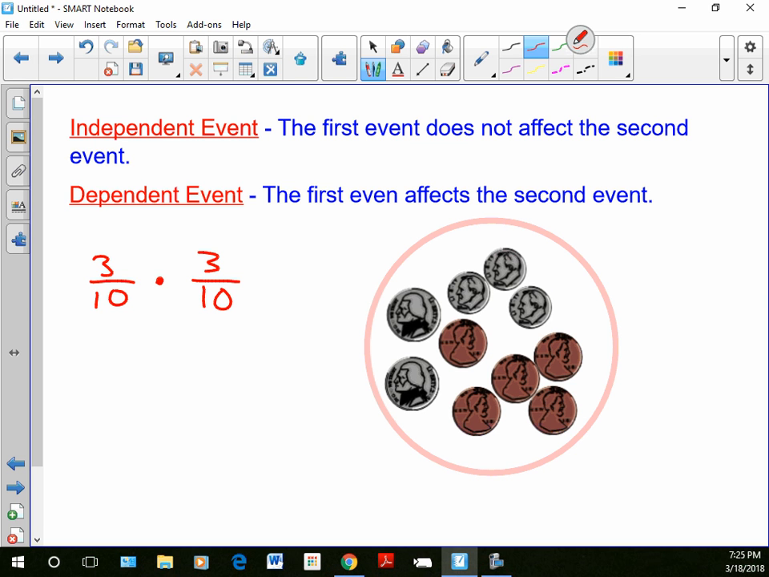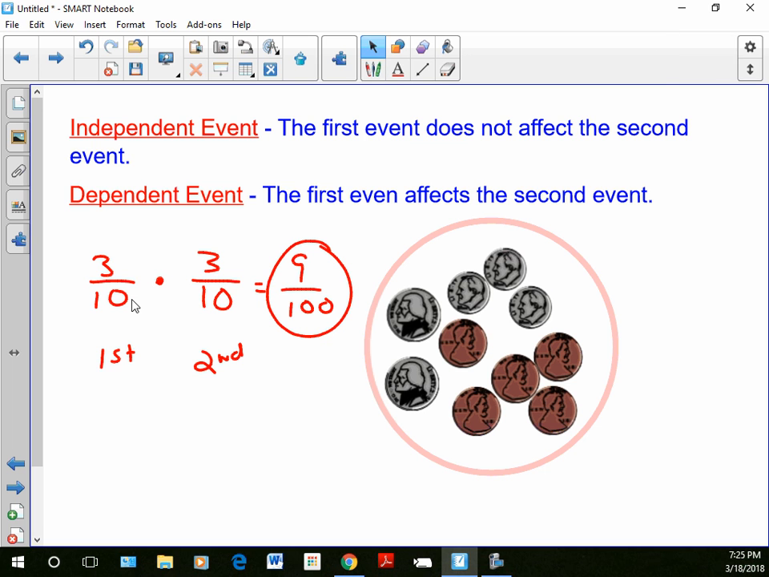I multiply that first event times the second event. And I get 9 over 100. This is my total probability of doing these 2 events back to back by replacing the coin. This is an independent event. It's independent because the first event did not affect the second event. It stayed the same.